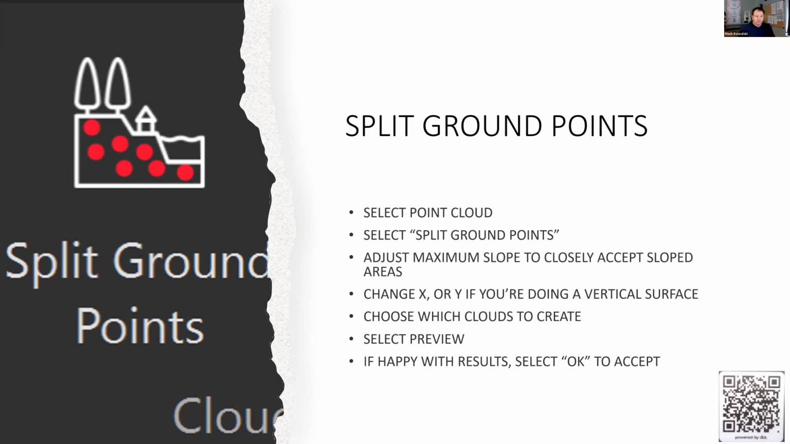If you are doing a vertical surface, you can actually change the X or Y to clean out just that vertical surface that you want. You will then choose which point clouds you want to create or don't create. Select preview as always. And if you're happy, select OK. We'll show you that right now.